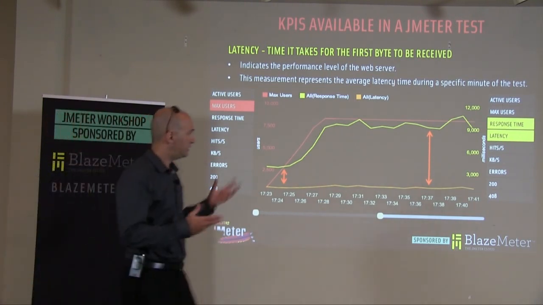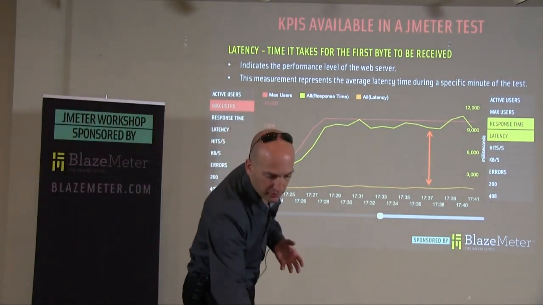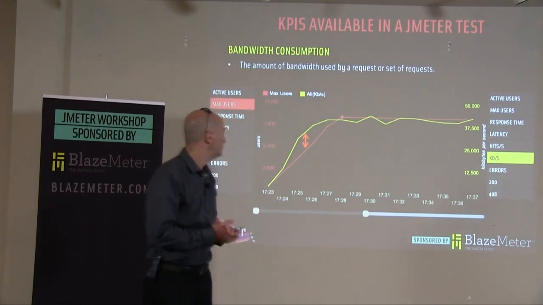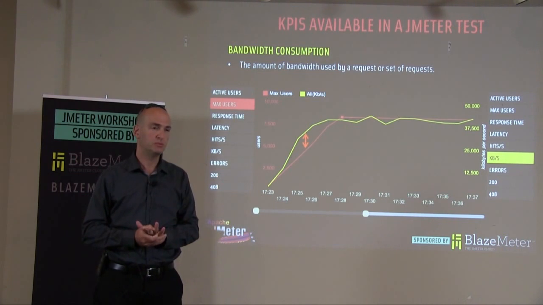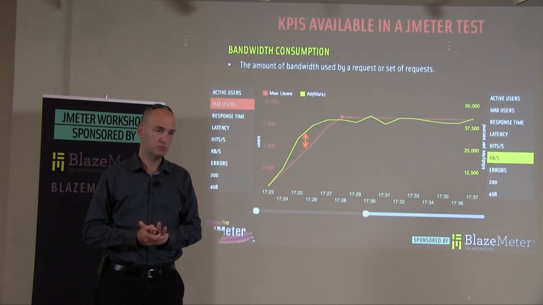So again, yet another KPI. So how do you measure latency? How does JMeter measure latency apart from response time? Like I submit a request to get the home page. That request is sent to me. So the first byte, that's the latency? The time to first byte.